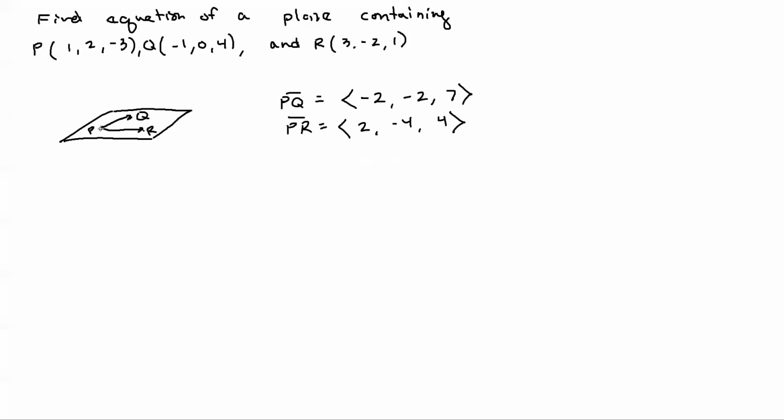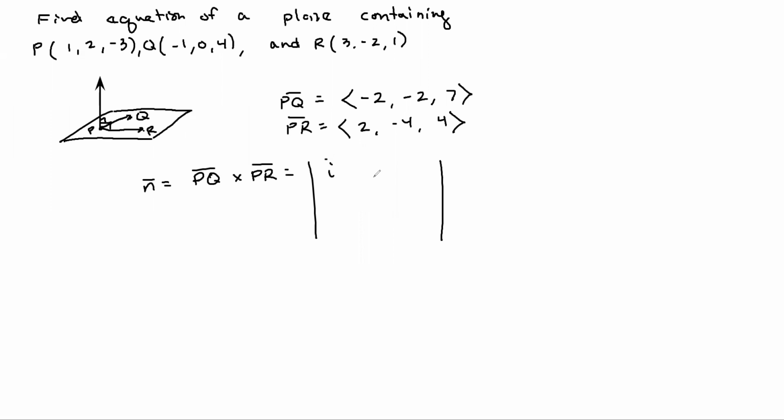The vector that comes directly up off the page will form a 90-degree angle with both of those two given vectors, right? And so how do we go through and find a vector that is orthogonal to two given vectors? That's what the cross product is for. So the normal vector is going to equal PQ cross PR.